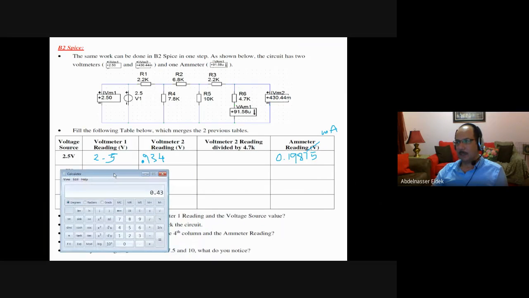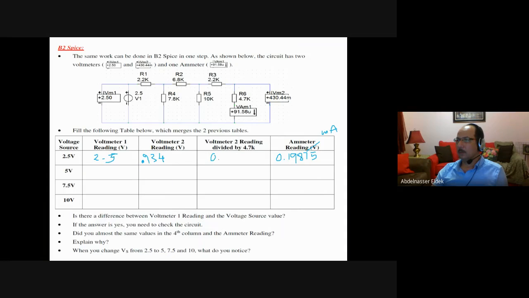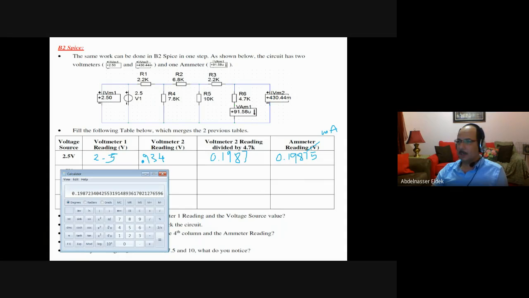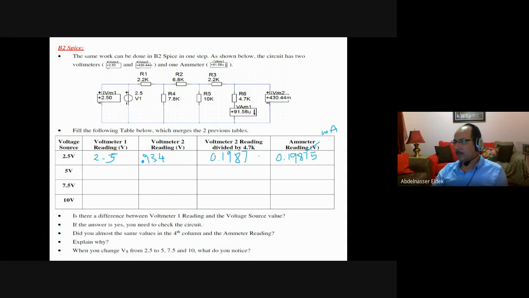If I want to divide the voltage over the resistance to fill the fourth column, that will be 0.934 divided by 4.7K, then this will give us 0.1987. You see, this is the number here. Okay, so 0.1987. So as you see here, the two numbers are very close to each other.